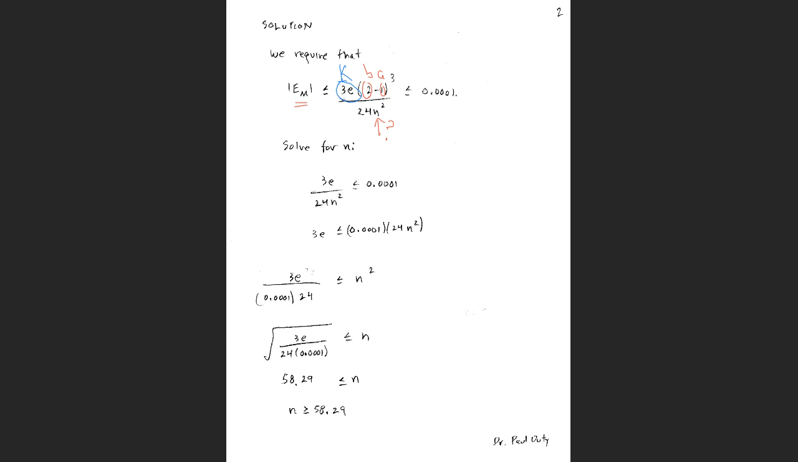So if we require that our error bound be less than 0.0001, this will then ensure that our error is less than 0.0001. And so what happens is we have an inequality to solve for n. And the inequality, based on the error bound formula, is 3e over 24n squared is less than or equal to 0.0001. I want to solve this inequality for n.